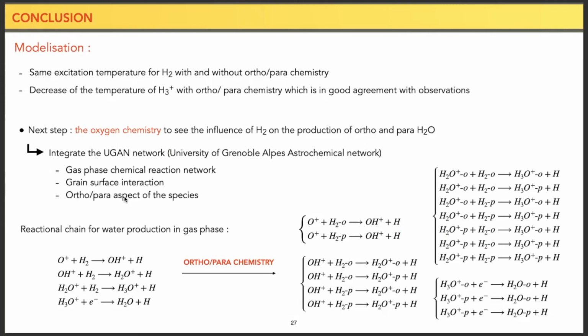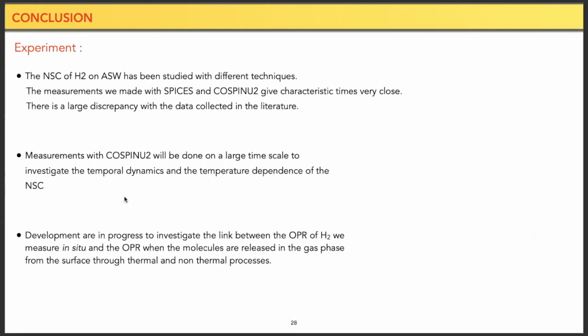so that can change the ortho to para ratio of water a lot. For the experiments, we saw that the nuclear spin conversion of H2 has been studied with different techniques. The measurements we made with SPICES, COSPIN-U2, and FORMALISM give a very close characteristic time. But there is still a large discrepancy with the data collected in the literature. We are going to do measurements with COSPIN-U2 on a large time scale to investigate the temporal dynamics, and also to investigate the temperature dependence of the nuclear spin conversion.